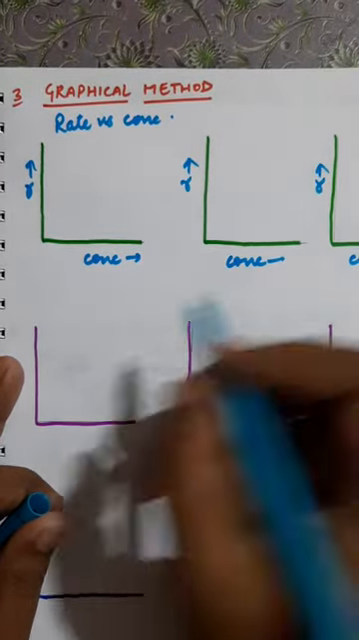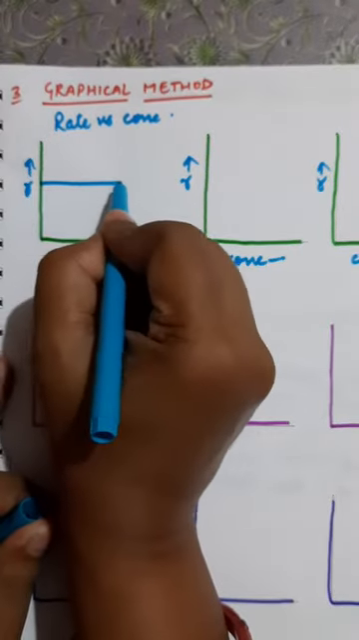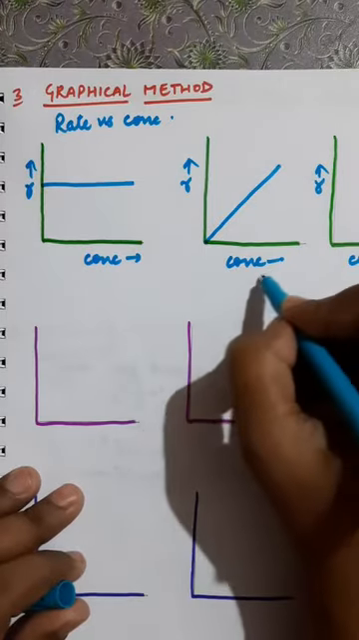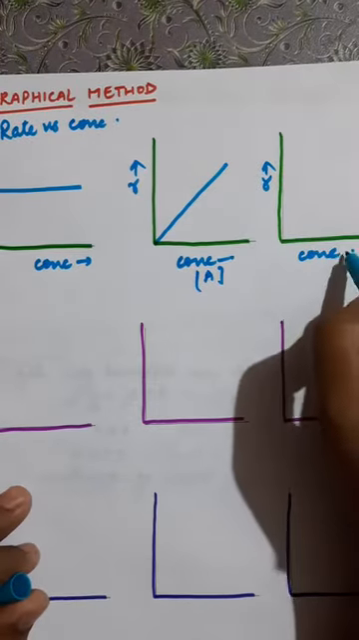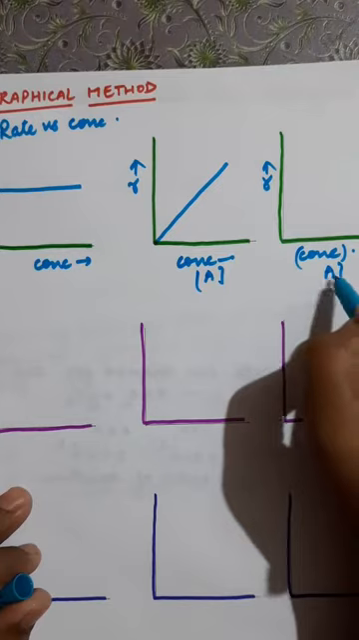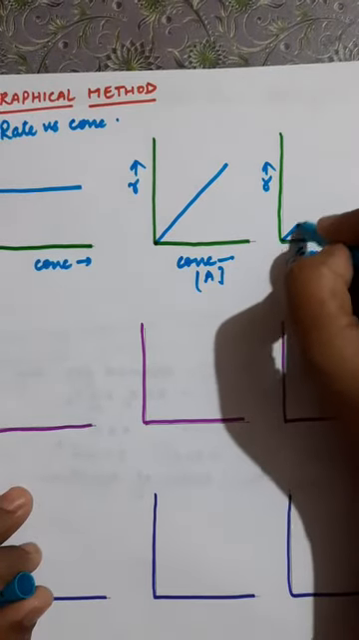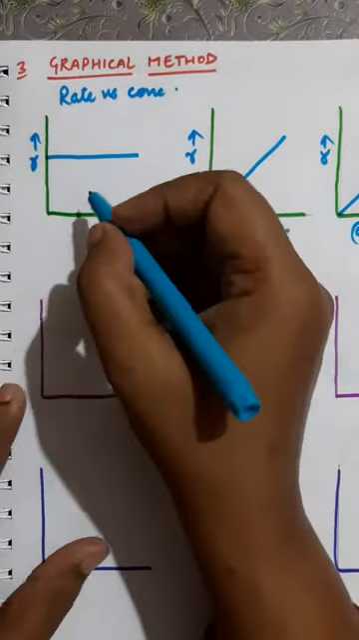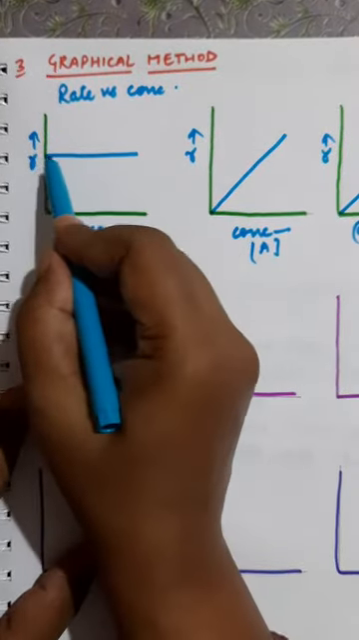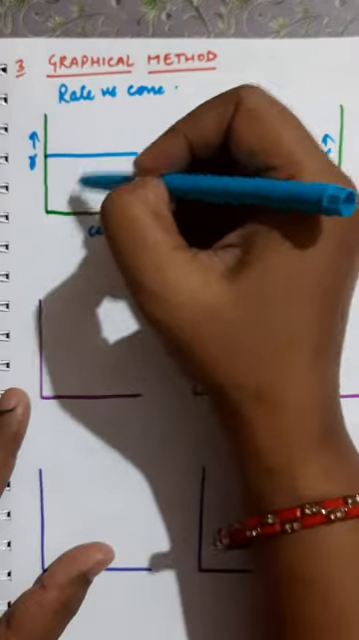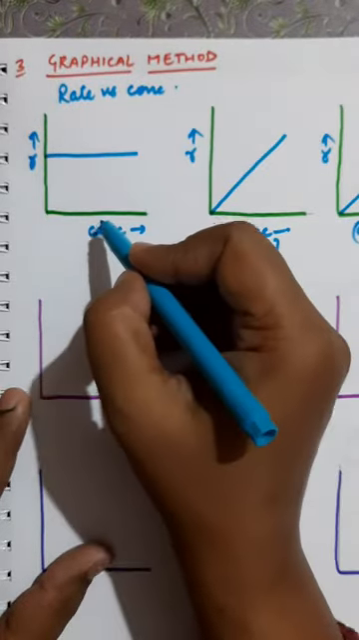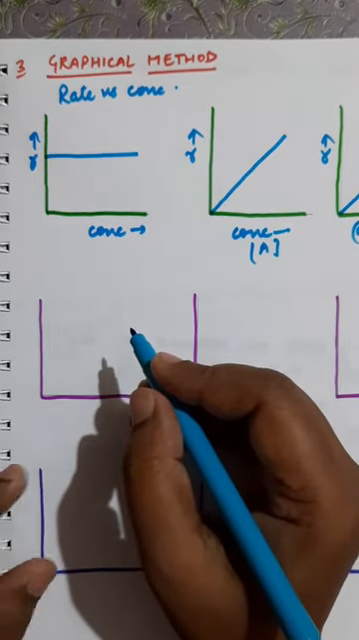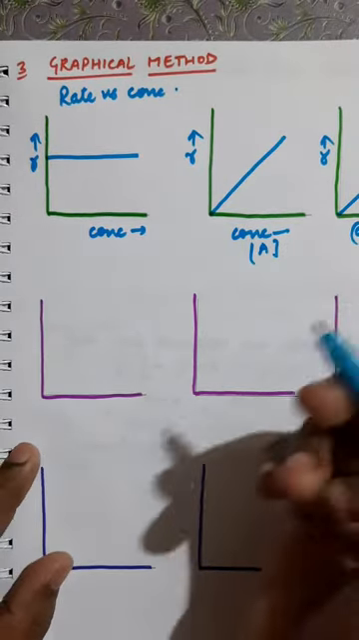Now suppose the graph is given like this. First one. Second one, the graph is given like this. It is A, and here the graph is given like this. So you have to find the order of the reaction. Now looking at the first graph, you can see rate is a line which is parallel to the x-axis, meaning rate is not dependent on concentration. Now in which order reaction is the rate independent of concentration? Yes, it is zero order reaction.